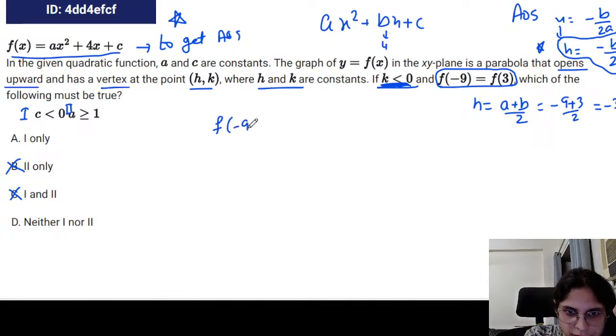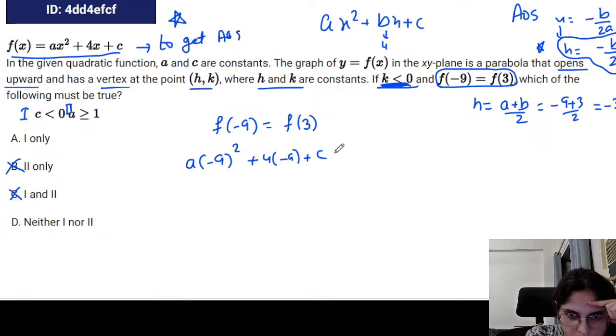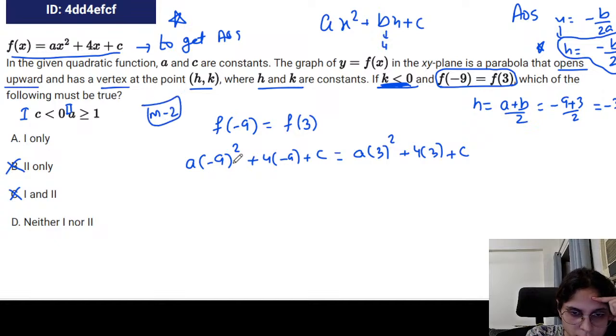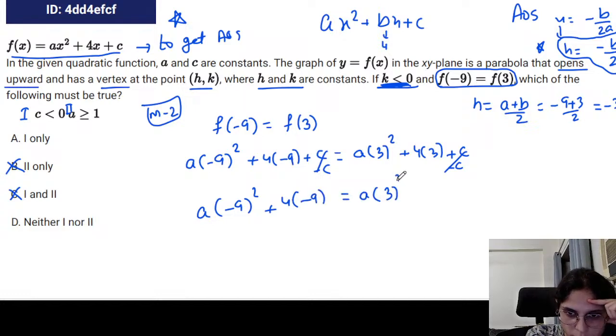f of negative 9 is equal to f of 3. You have the equation, just put in that. a times negative 9 squared plus 4 times negative 9 plus c is equal to a times 3 squared plus 4 times 3 plus c. And you can subtract c, so c will be gone. And now you have a times negative 9 whole squared plus 4 times negative 9 equals a times 3 squared plus 4 times 3. The only variable is a.